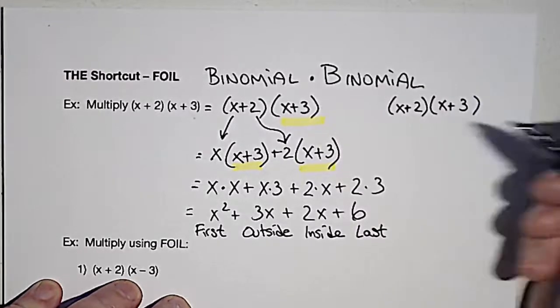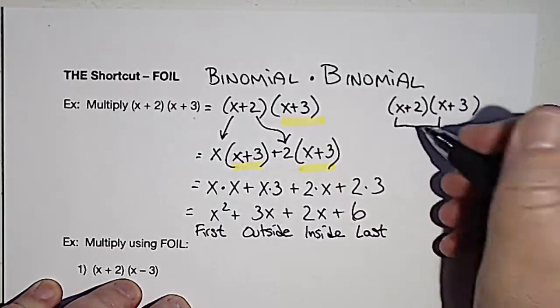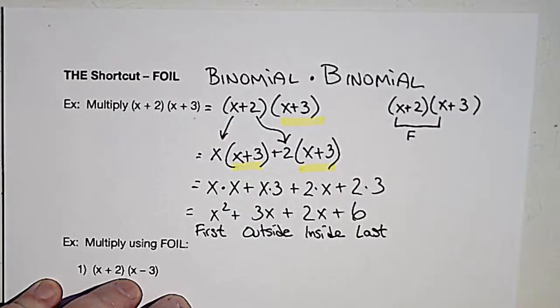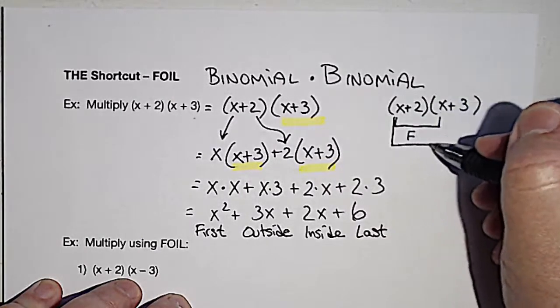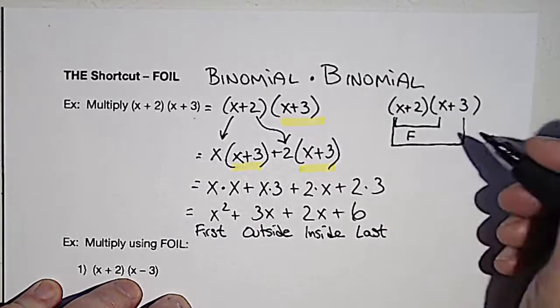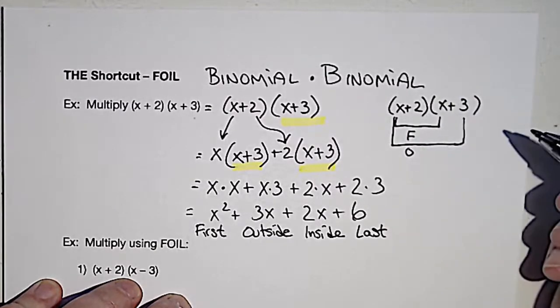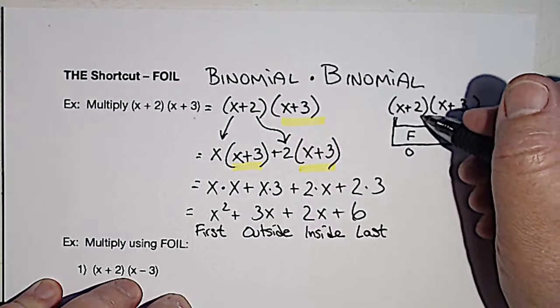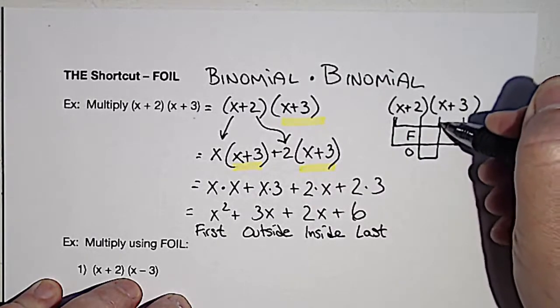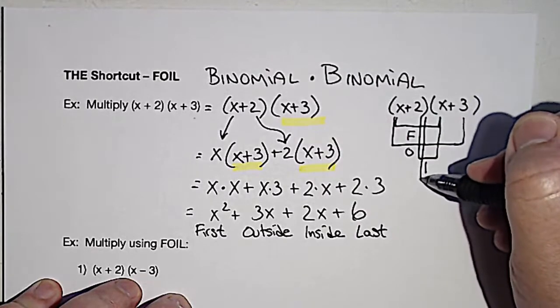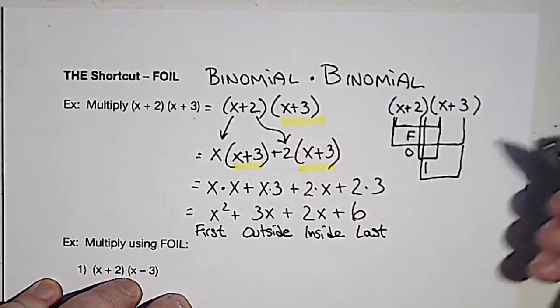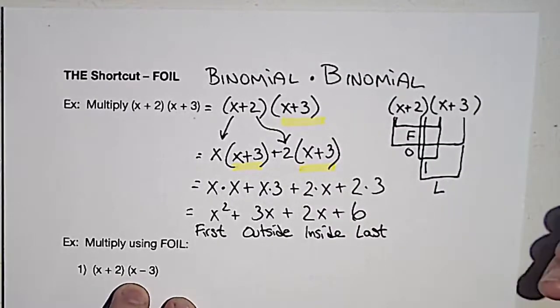Let's talk about the order. The x times the x, that's the F. Okay. The x times the 3, that's the O. The 2 times the x, that's the I. And the 2 times the 3, that's the L.